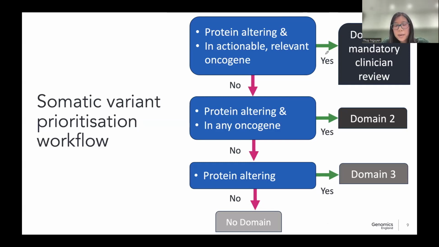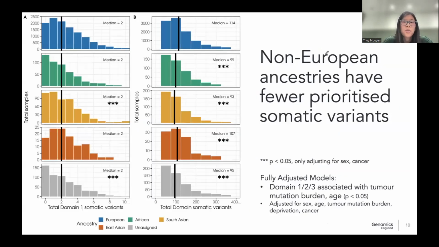For example, it might determine diagnosis or prognosis, or it might alter treatment depending on its existence within a patient tumor. So we do notice that there are indeed ancestry differences between the number of domain variants that are sent to clinicians. So we've broken it up by domain 1 over here on this side. In all of these plots, these are histograms of the total domain 1 somatic variants per patient, and we've broken it down by ancestry.